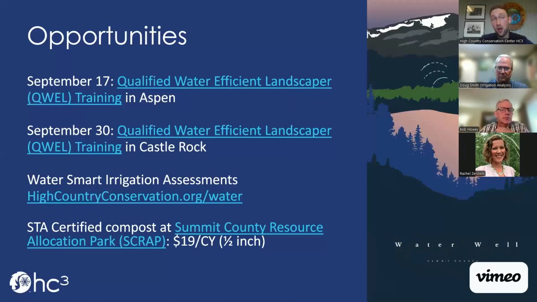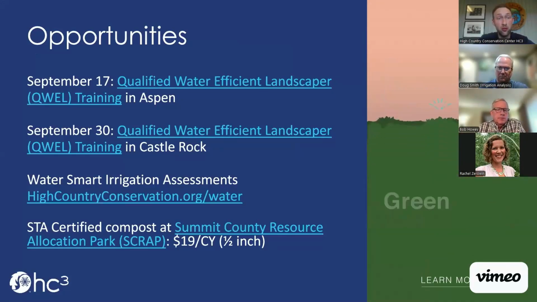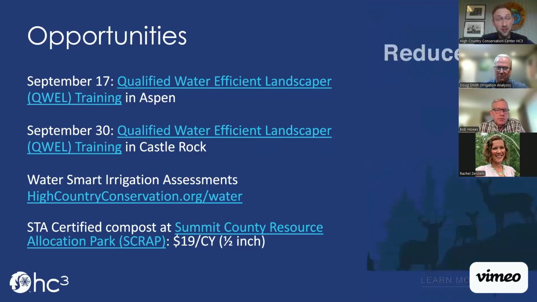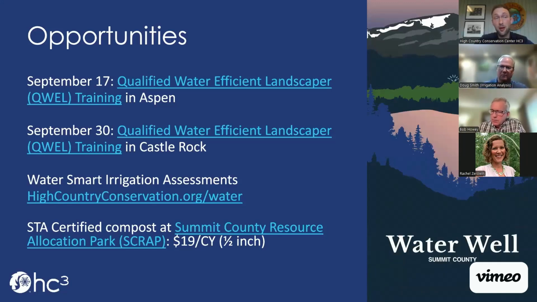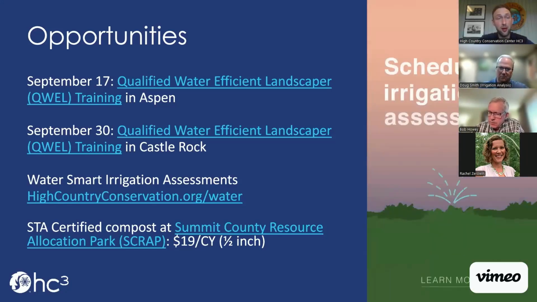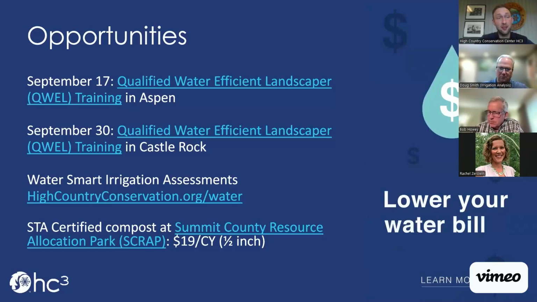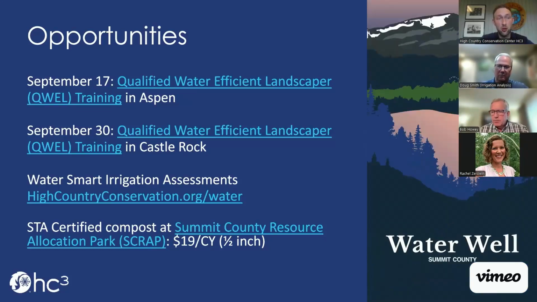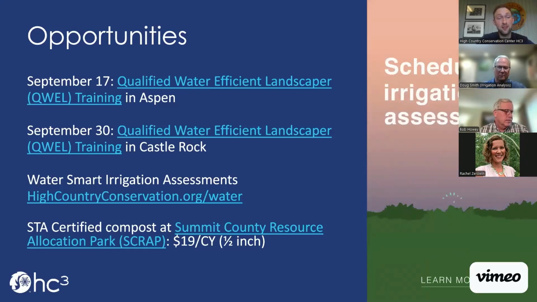Again, if you are not Qualified Water Efficient Landscaper certified and you know someone on your staff or team that would be interested, there are upcoming opportunities. There is a training in Aspen on the 17th of September, as well as in Castle Rock on September 30th. Again, very valuable class. I would highly recommend it. Once you obtain your certification, you can maintain it as the years go on by either conducting assessments, visiting trade shows, or joining us in classes and workshops that qualify as a CEU.